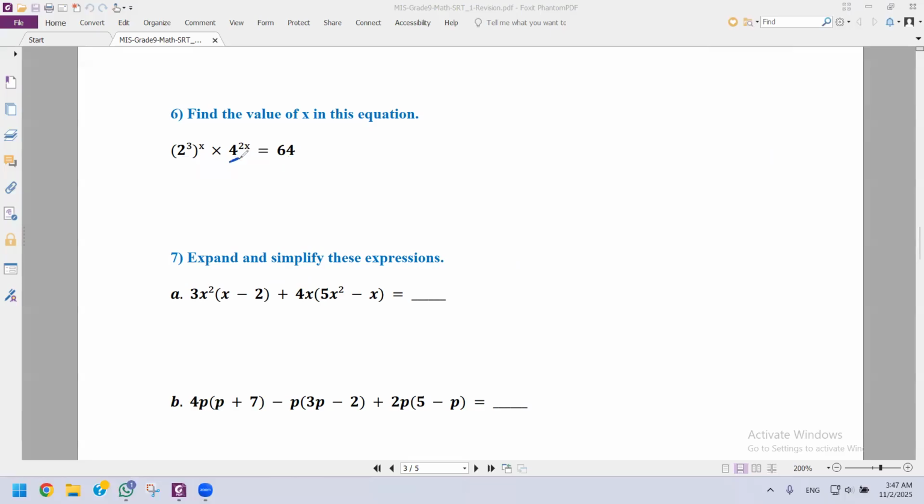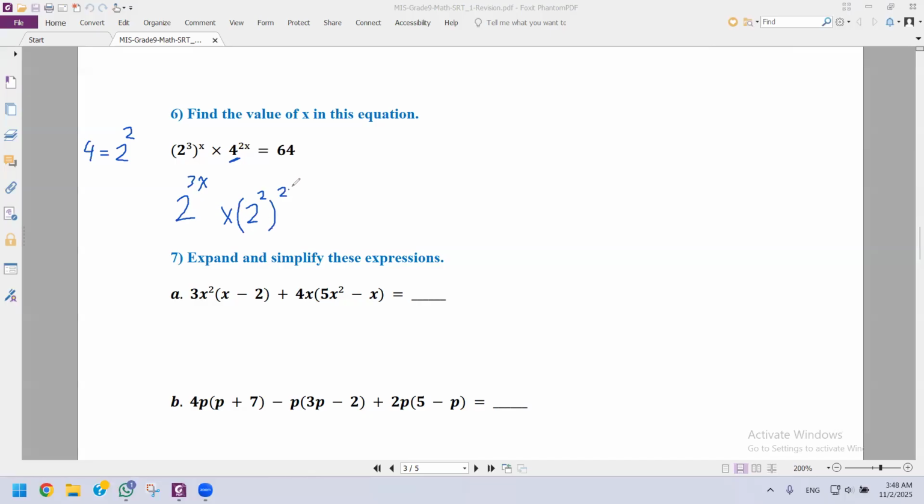Can I write 4 as 2 to the power of something? Yes, what is it? 2 to the power of 2. 2 power 2 is 4. Okay, so let me change it. And here, those two, you multiply them. Power 3 power x, so I will have 2 power 3x times 2 power 2. This is instead of 4. It's 2 to the power of 2, to the power of 2x.